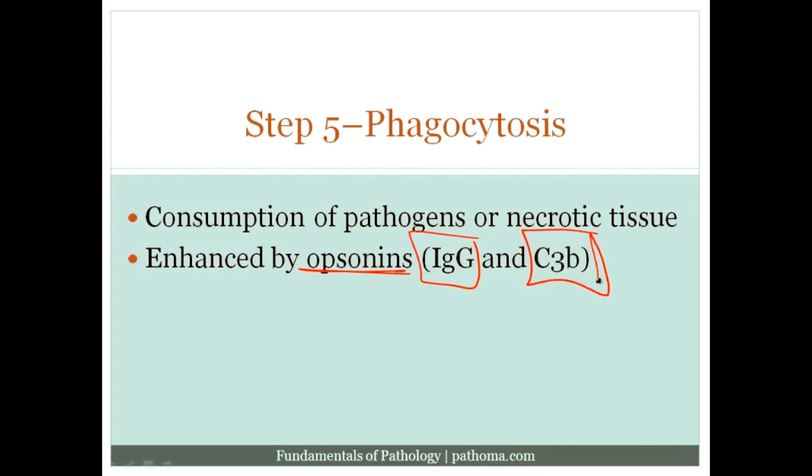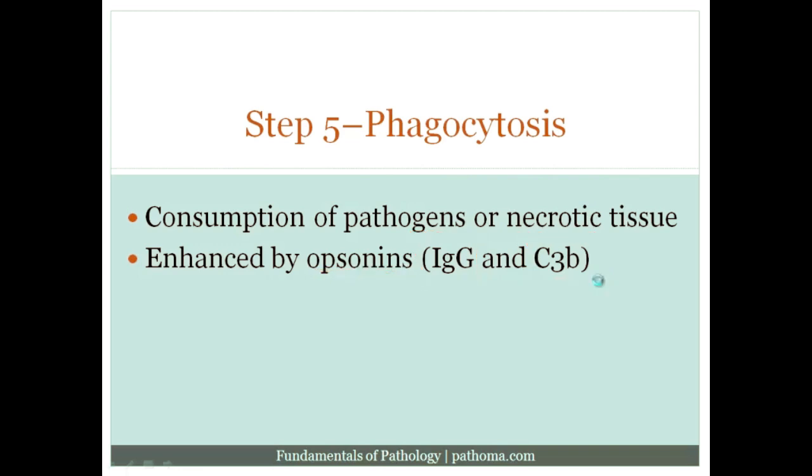Now, I would like to stop here for a moment, and we're on page 13 of your text under neutrophil arrival and function, letter E, step 5, phagocytosis. Under point 1, I specifically say consumption of pathogens or necrotic tissue; phagocytosis is enhanced by opsonins. And notice I put in parentheses there, IgG and C3. It should say B in your text. There's a typo there. Please correct that on page 13 and make that say C3b. So anyway, that's step 5, and that is phagocytosis.